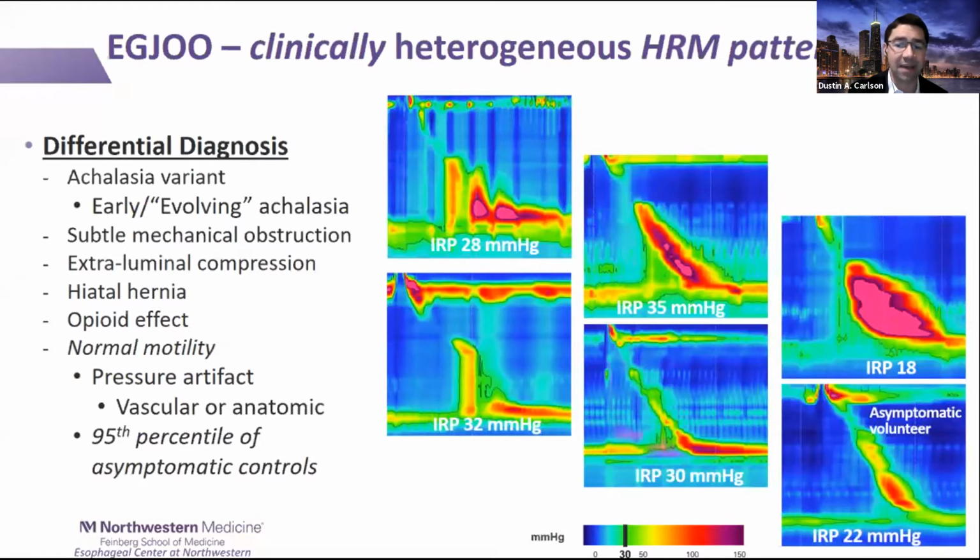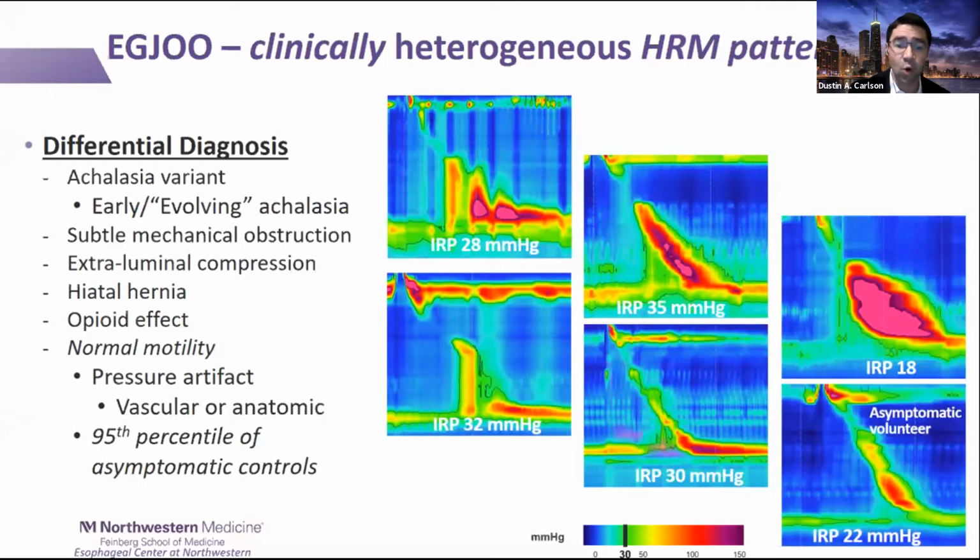represent a unique esophageal disorder. This is instead a manometric pattern that encompasses a heterogeneous spectrum of esophageal motor function and clinical diagnoses. Thus, this EGJ outflow obstruction pattern does include some patients that have significant and clinically relevant motor dysfunction in the form of achalasia variants.